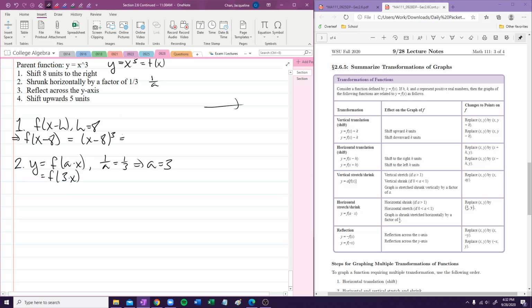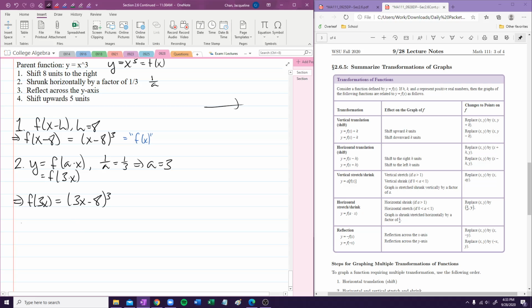So we get f of 3x. This is our new f of x. You don't have to write that down, just use this as a reference point when we do the 3x. I'm taking f of x equals x minus 8 cubed, and wherever I see the x, I'm going to plug in 3x. So f of 3x is going to be 3x minus 8 cubed.